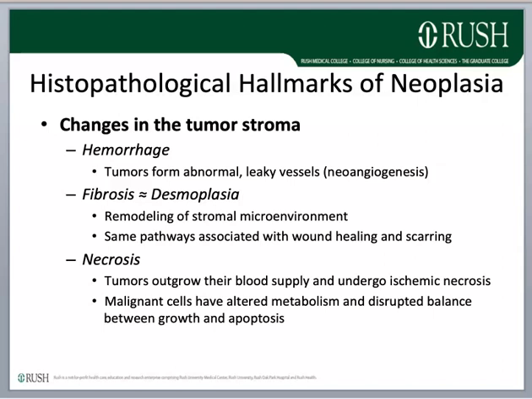Another feature is fibrosis, which we call in tumors desmoplasia, and this is where the stromal microenvironment is remodeled. It's important to note that the same molecular pathways that are associated with wound healing and scarring are operative in neoplasia as well. Finally, necrosis is another hallmark of changes in the tumor stroma associated with malignant neoplasia. Tumors often outgrow their blood supply and undergo, in a sense, ischemic necrosis. Also, malignant cells have altered metabolism, and there's a disruption in the balance between growth and apoptosis, or regulated cell death.